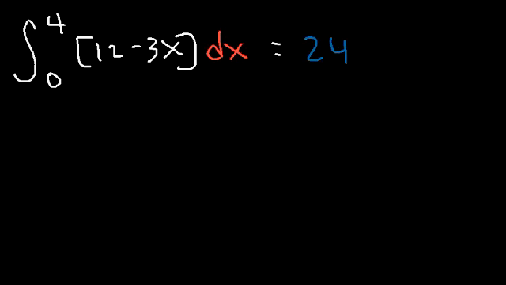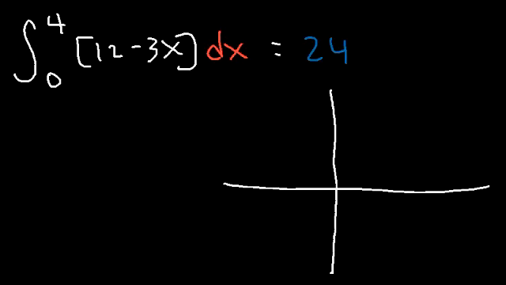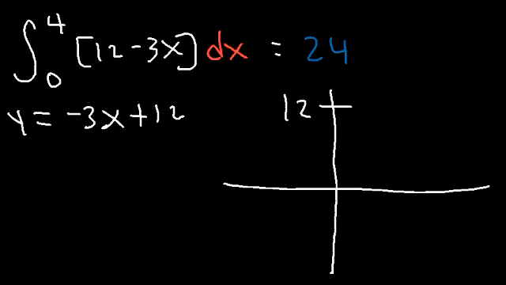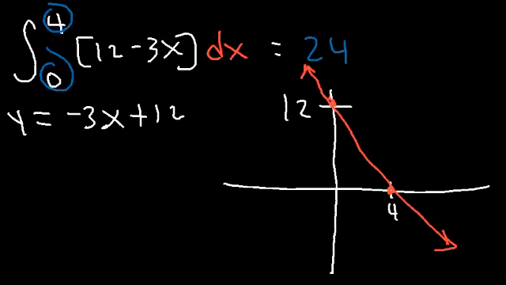Now let's go ahead and graph the function. If we have the graph y is equal to negative 3x plus 12, we can see that the y-intercept is 12. The x-intercept, if you replace y with 0 and solve for x, is going to be 4. So we have the points (4, 0) and (0, 12). Now let's graph it. Now we wish to find the value of the integral from 0 to 4. So that's basically this region.